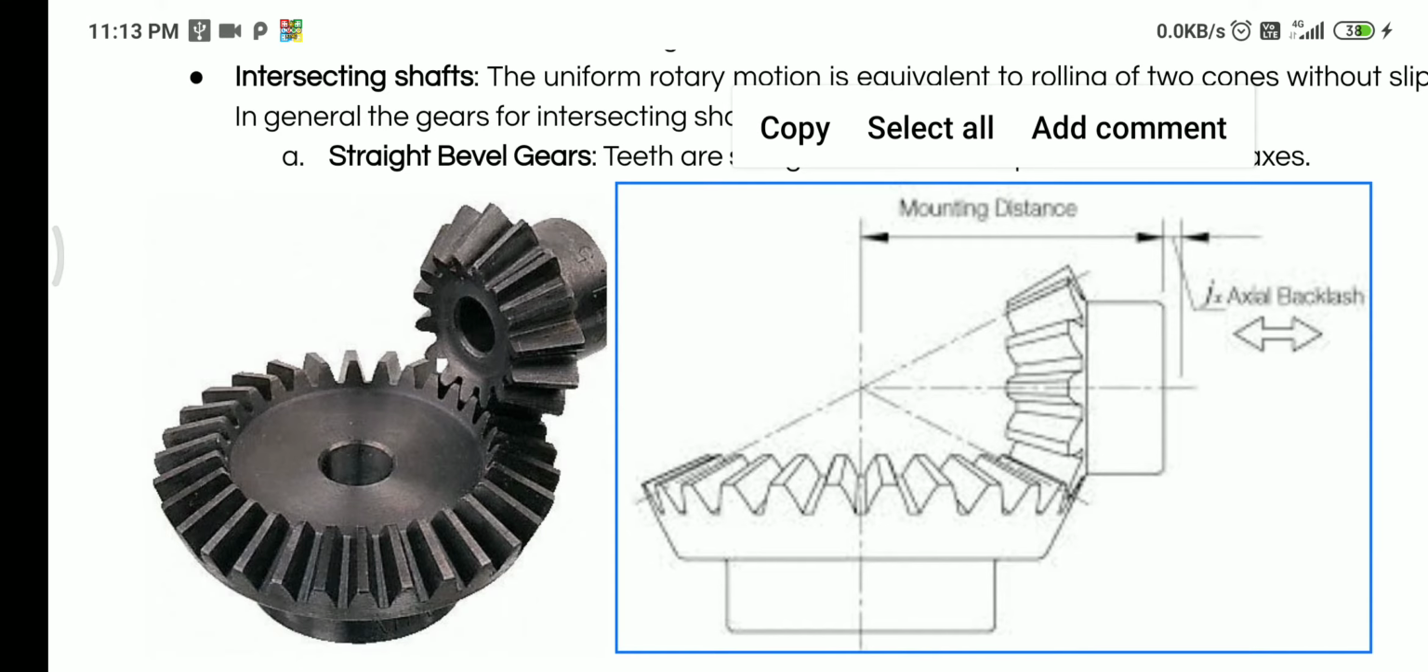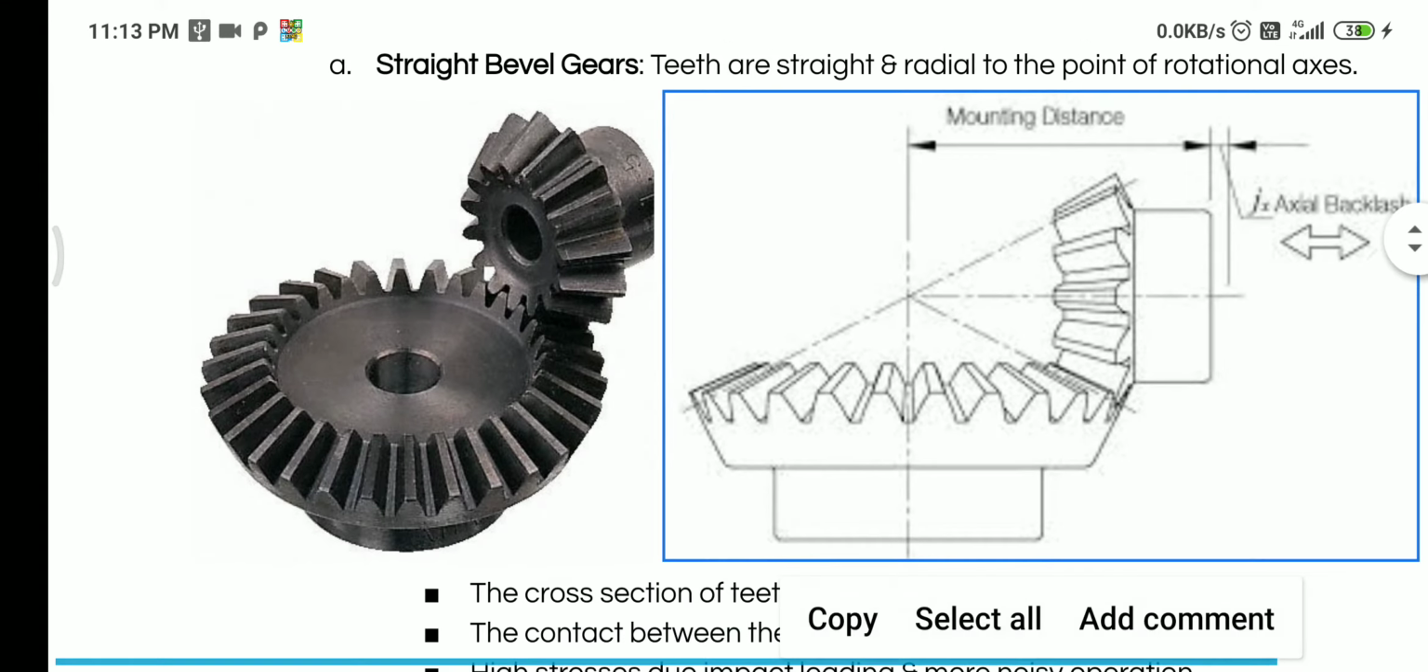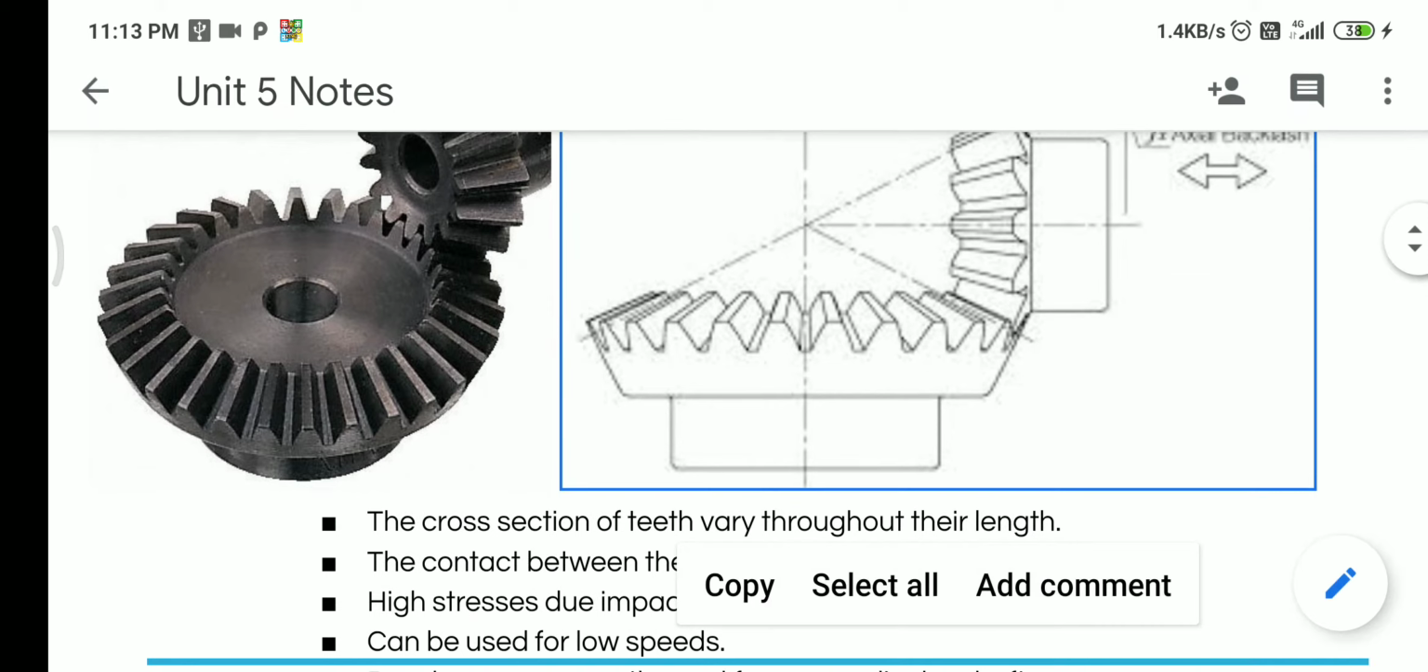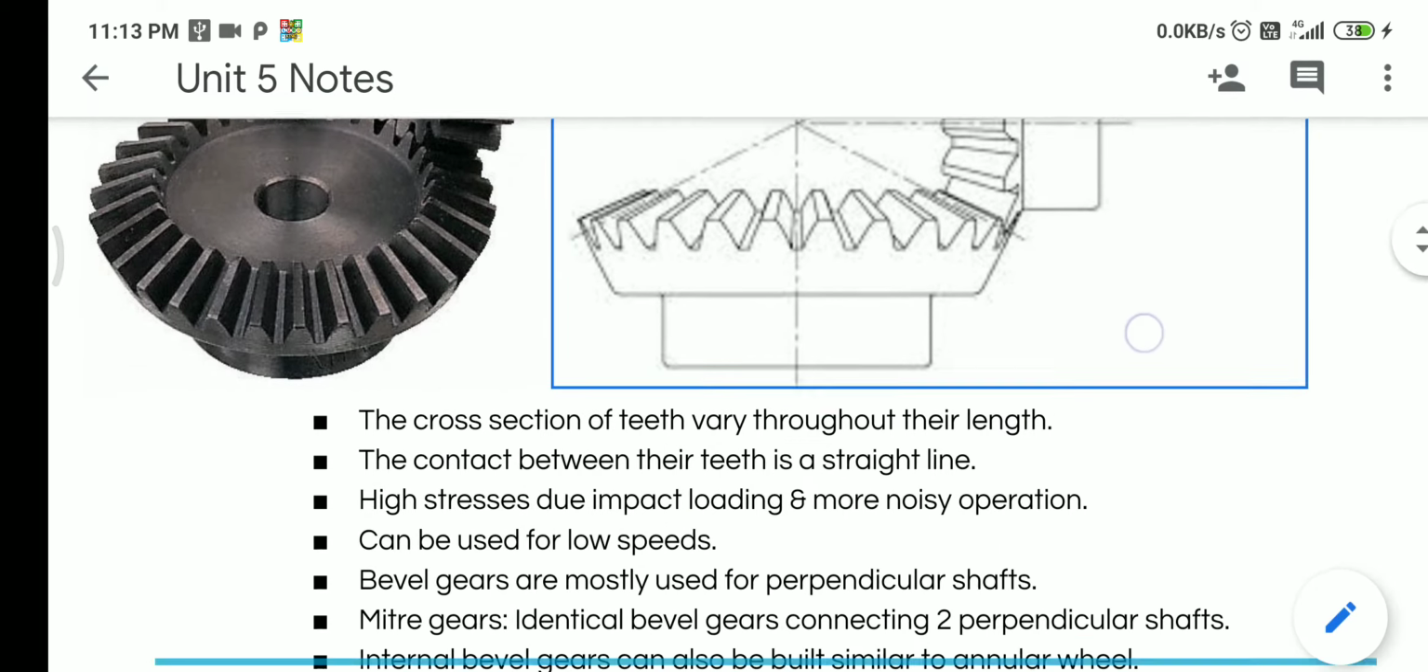And the two pitch cones, when they are having a line contact with each other, when one cone is made to rotate about its axis, it's actually going to drive the second cone by way of friction. And similar to the previous case, the friction is not sufficient to make positive transmission of torque take place, and that's the reason why we are putting all these teeth over the bevel gears.